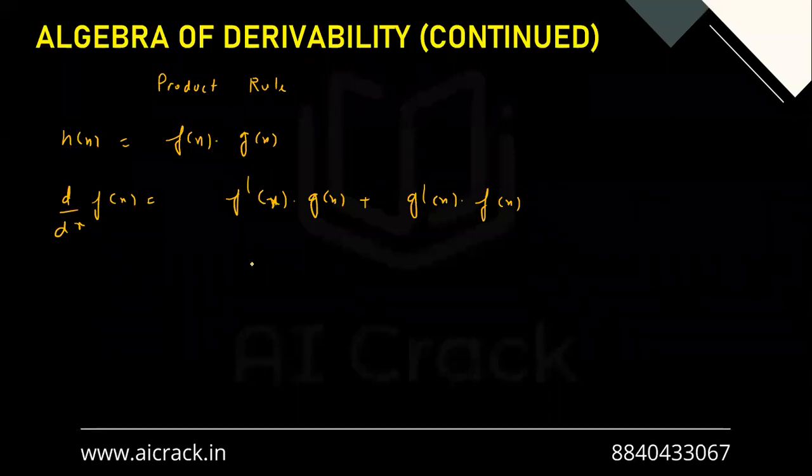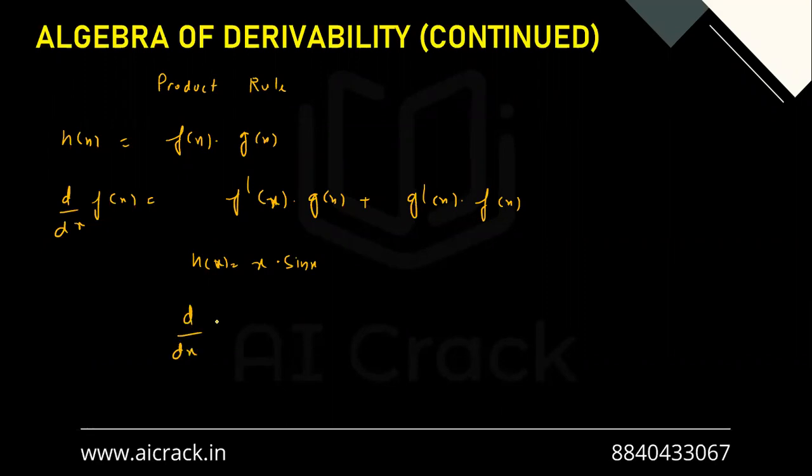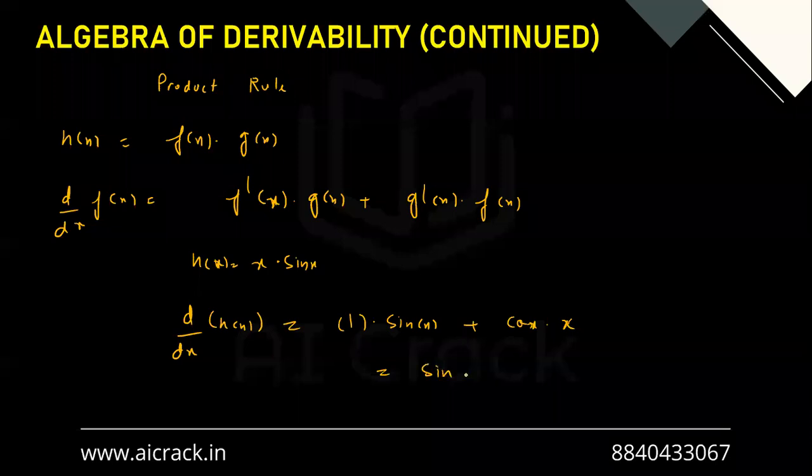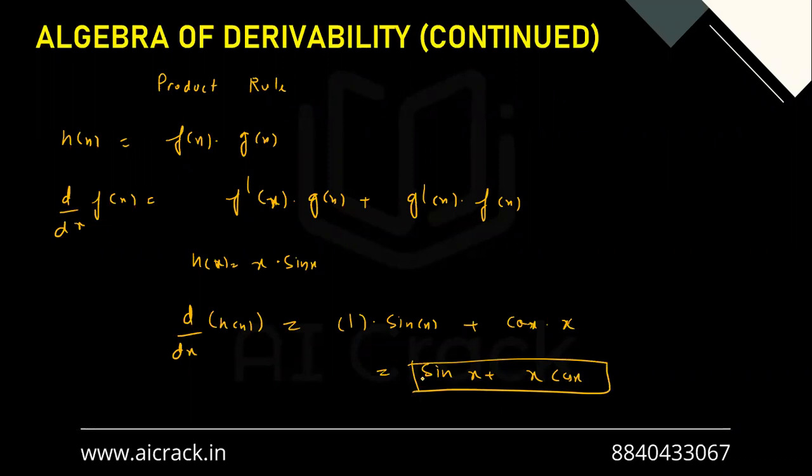So let's say we have a function x·sin x. So we have h(x) equals this function. We have to find dy/dx of h(x). This is f(x), this is g(x). So f' would be 1 times sin x, that is g(x), plus g', that would be cos x, times x. So the derivative would come out to be sin x + x cos x. This is how you have to apply the product rule.